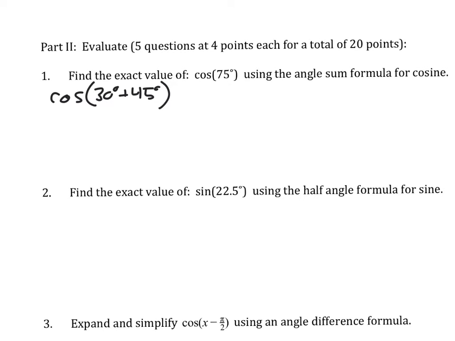And then we'll use the angle sum formula for cosine, which goes cosine, cosine, sine, sine. So I have cosine 30. Now that emphasized sine means that the sign here, S-I-G-N, gets flipped. So this becomes a minus. And then I do sine of everything.